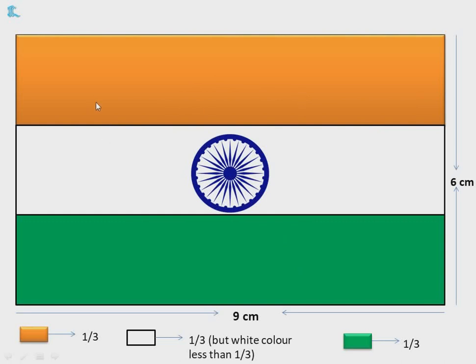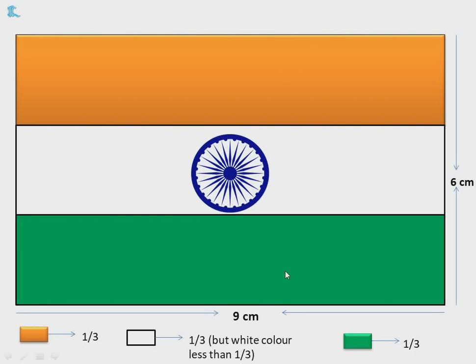Totally it is divided into 1, 2, 3. So the total number of parts is 3. In that, the orange part is the first part. So it is 1 by 3. And the white part is also 1 by 3. But the white color is less than 1/3. Why? Because in between, the Ashoka Chakra is there. Next, the green part. This green part is also 1 by 3. That is 1 part out of 3 parts.